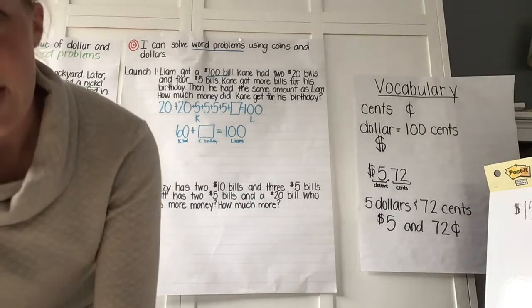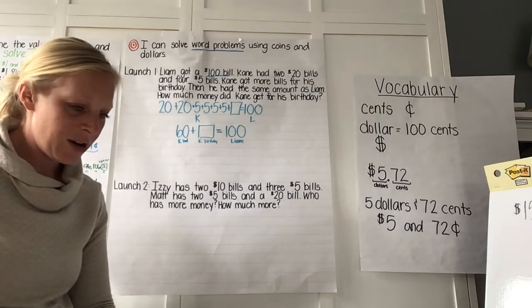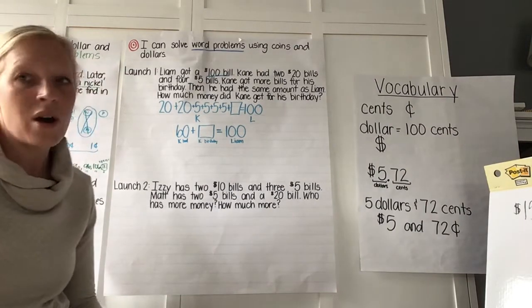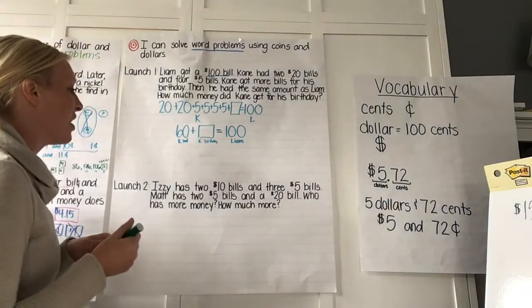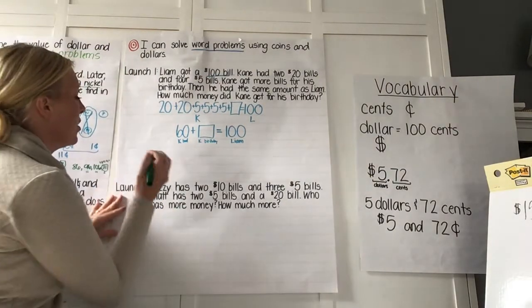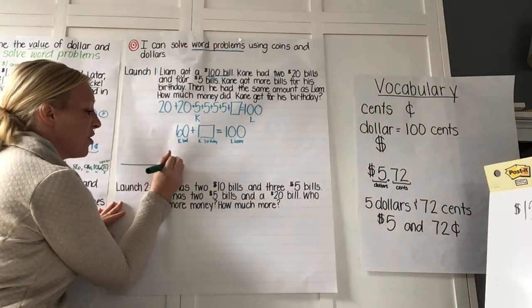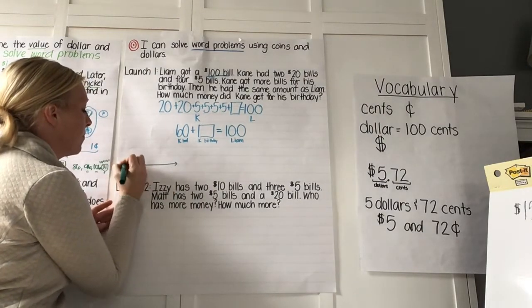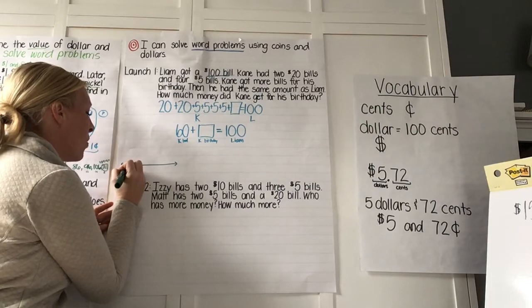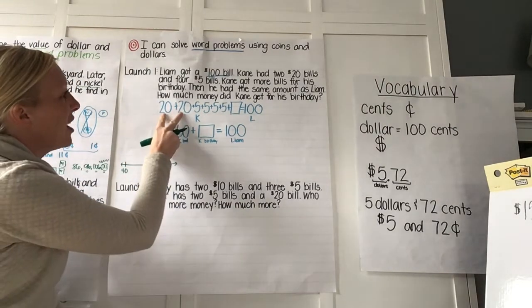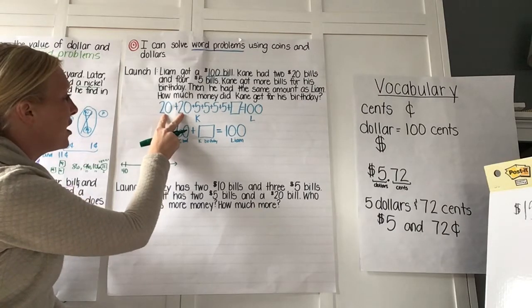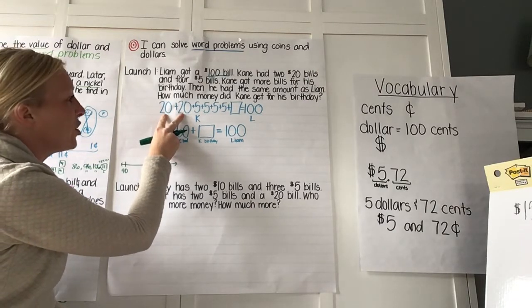Okay. All right, friends, let's come together in 5, 4, 3, 2, 1, and done. Okay, how are we going to show this thinking? One of my friends showed it on a number line. Can you tell us about your number line? Why did you start with 40? Because Kane had two $20 bills. That's 20 and 20, 40. And then what did you do?